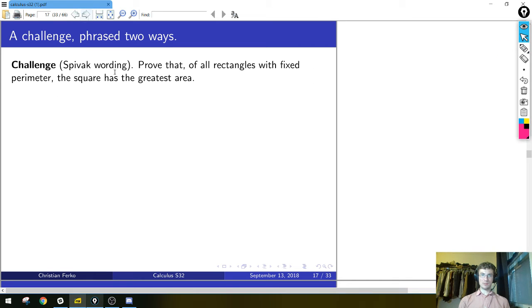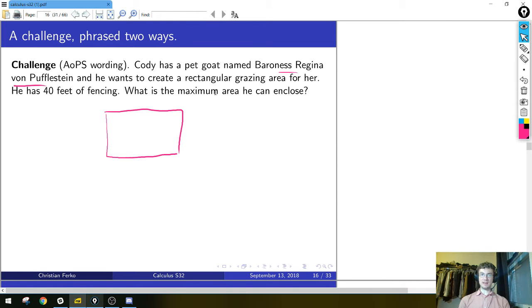I prefer to phrase it in the Spivak way, which is almost identical except that there are no actual numbers here. We just phrase it abstractly. So Spivak does not condescend to you. He simply asks you to prove that of all rectangles with fixed perimeter... So this fixed perimeter assumption is the analog of the statement that Cody has only 40 feet of fencing. Having only 40 feet of fencing to build a fence means that your perimeter has to be 40, right?